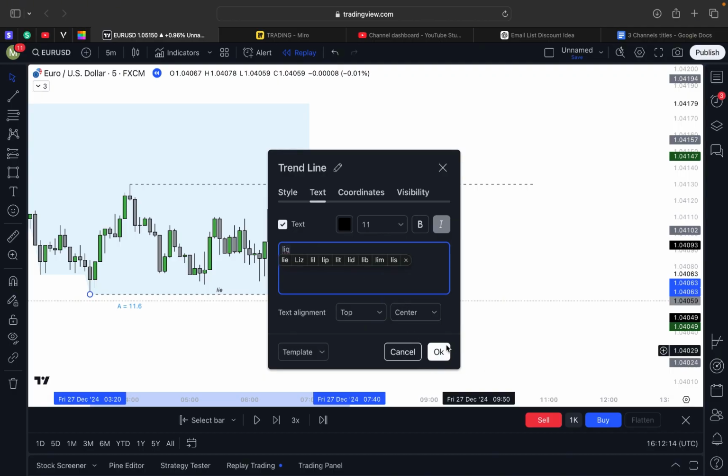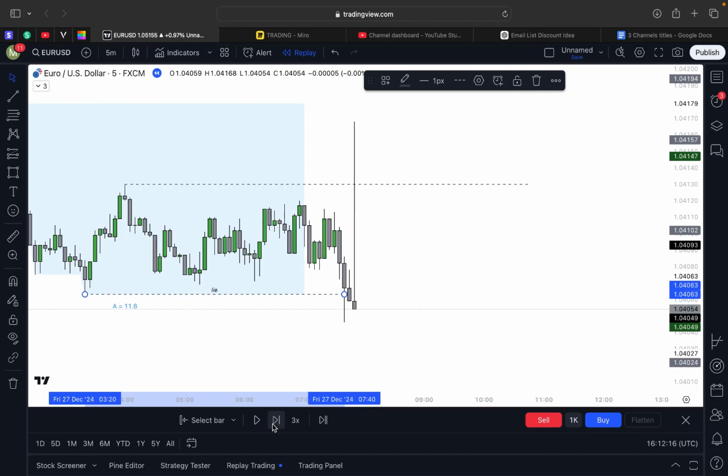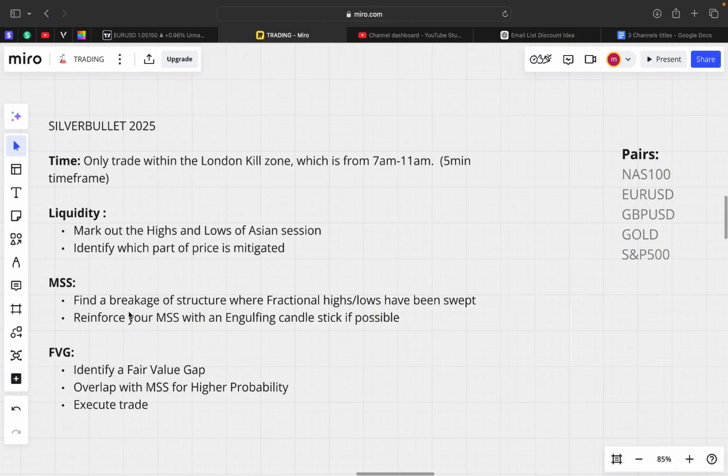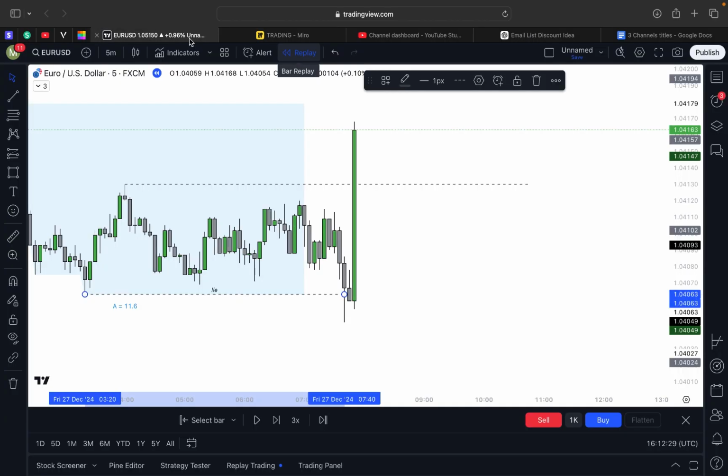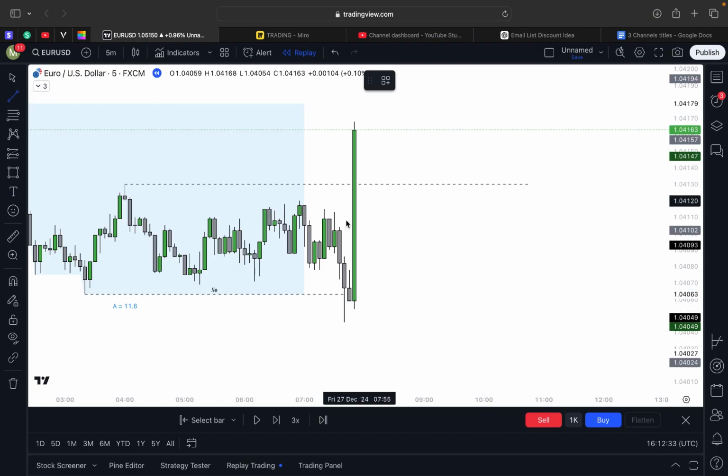That's the liquidity sweep right there, and now all we're looking for is that market structure shift. So the next candle, you can see we got a very, very massive candle, a big engulfing candlestick. Okay, so if you see right here, I said you need to reinforce the market structure shift with an engulfing candlestick if possible, because this increases the win rate so much. So if you get one of these, then you know price will actually do the silver bullet and it will go all the way up to take profit.